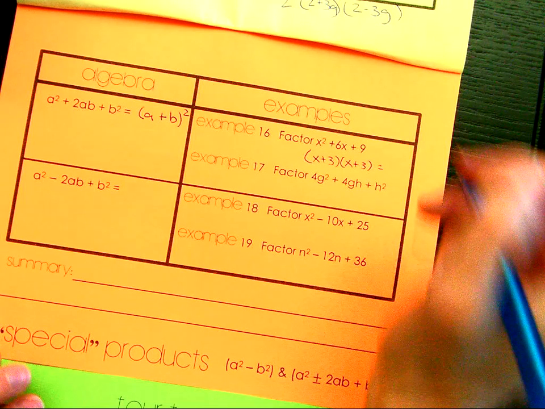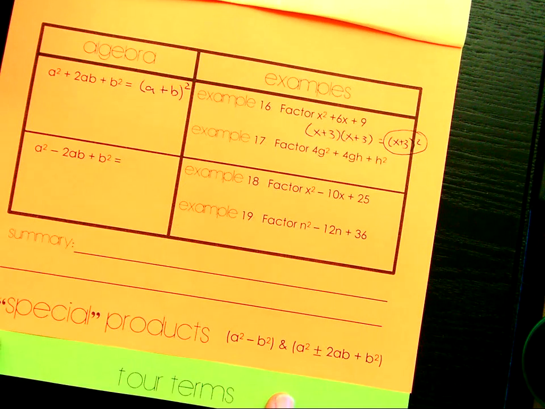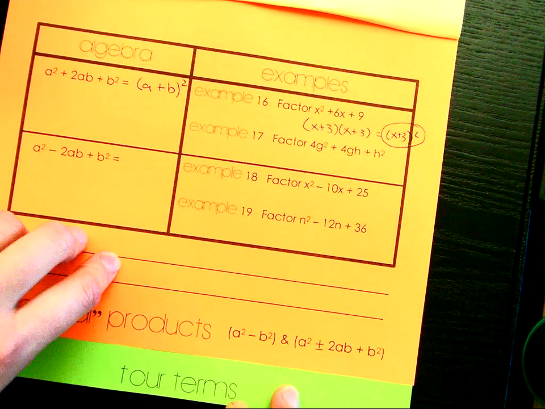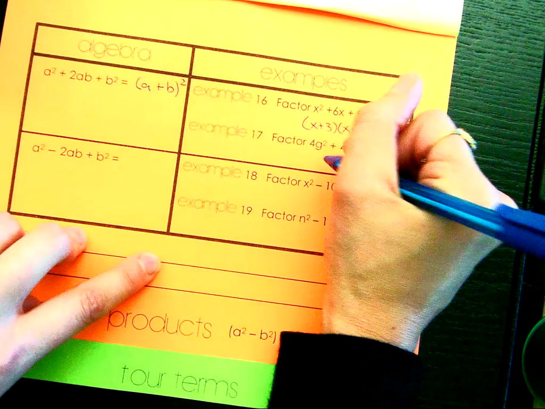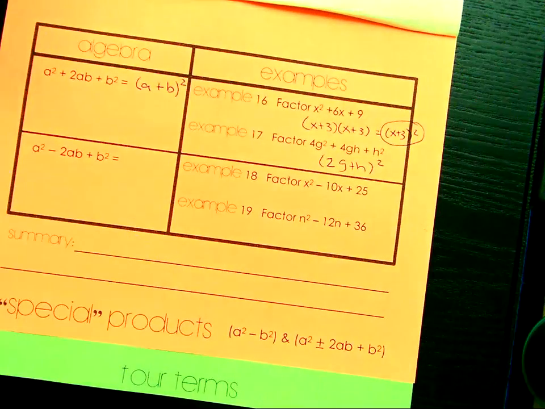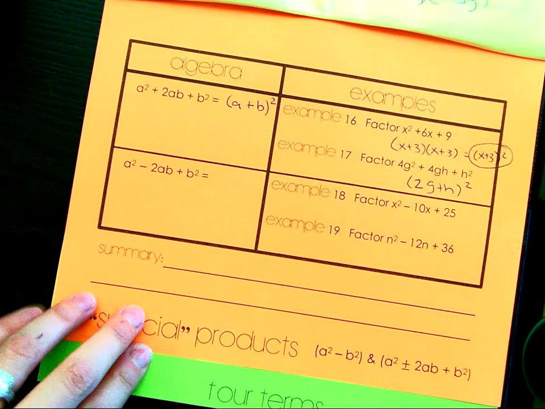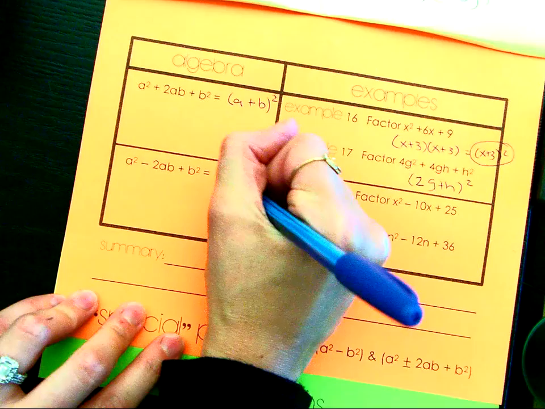And the next example, 4g squared plus 4gh plus h squared is going to be 2g plus h squared, because it's 2g plus h times 2g plus h. And then the last special product, a squared minus 2ab plus b squared is going to be a minus b squared, or a minus b times a minus b.